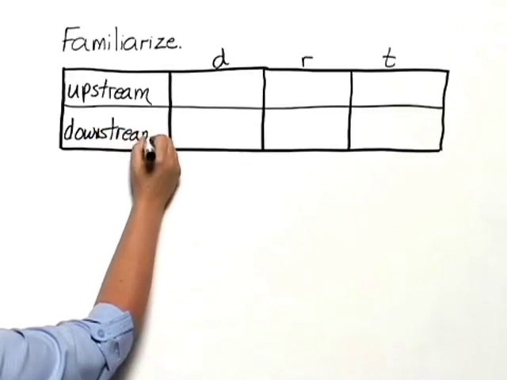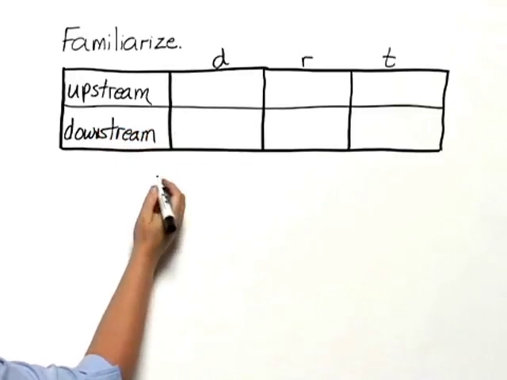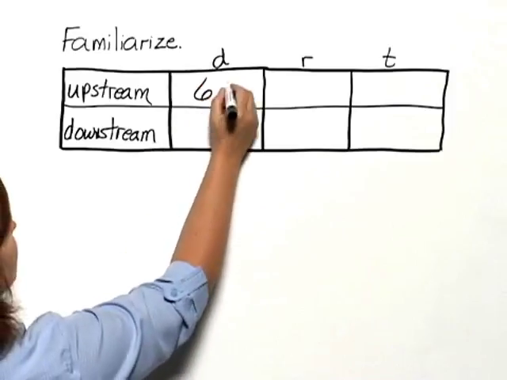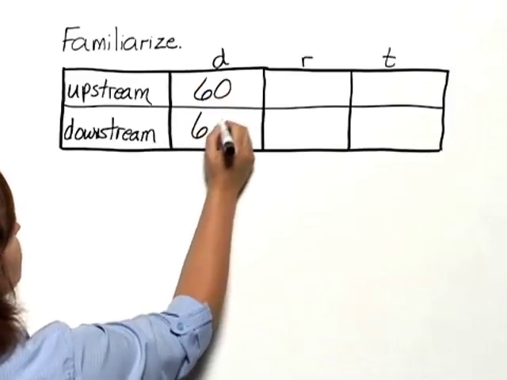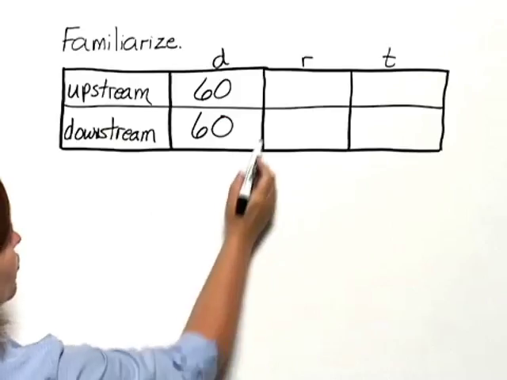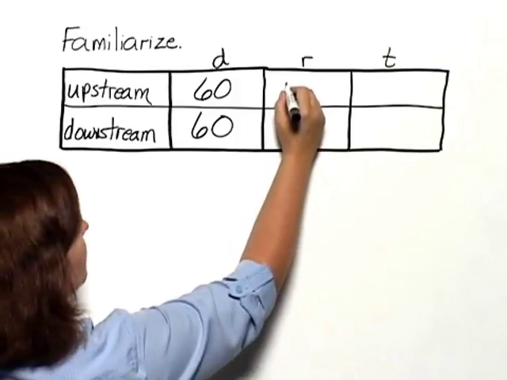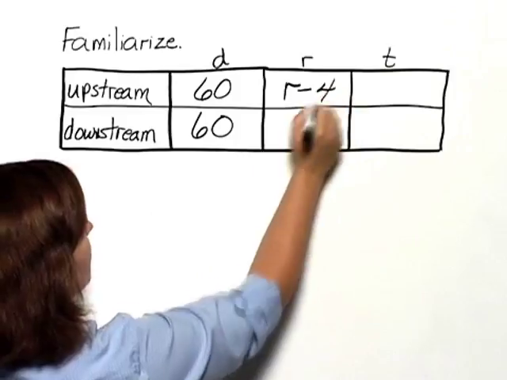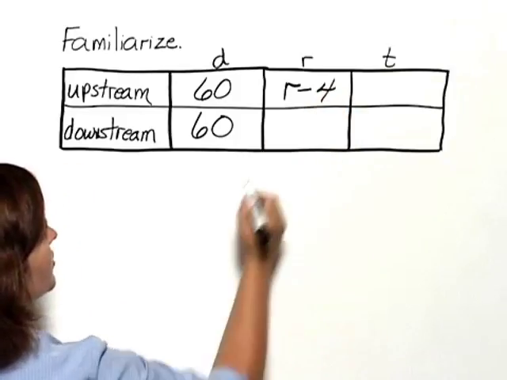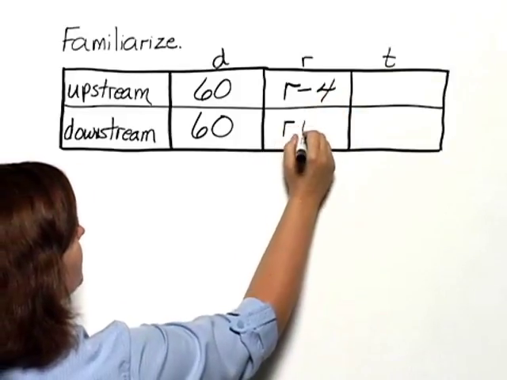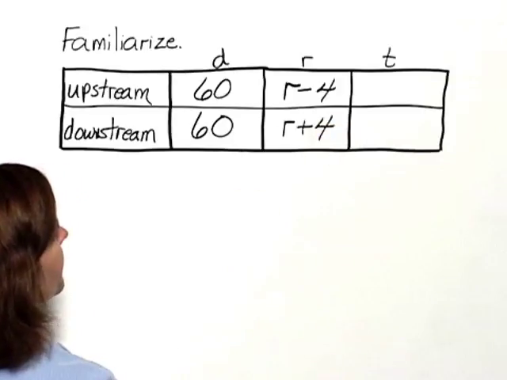We know that the distance upstream and the distance downstream are both 60 kilometers, so we can fill in 60 for both of those. The rates, well, we know the rate of the stream, the current, but we don't know the rate of the boat. We'll call that R. Upstream, we need to subtract the current from the rate of the boat, so that would be R minus 4. Downstream they add, so the rate downstream would be R plus 4.